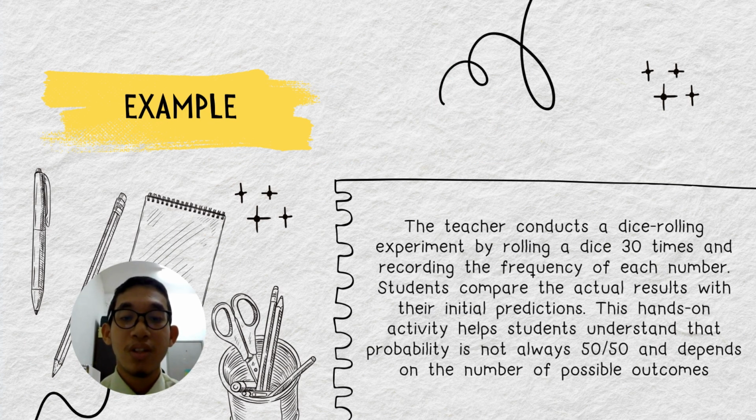For example, the teacher conducts a dice rolling experiment by rolling a dice 30 times and recording the frequency of each number. Students compare the actual results with their initial predictions. This hands-on activity helps students understand that probability is not always 50-50 and depends on the number of possible outcomes.